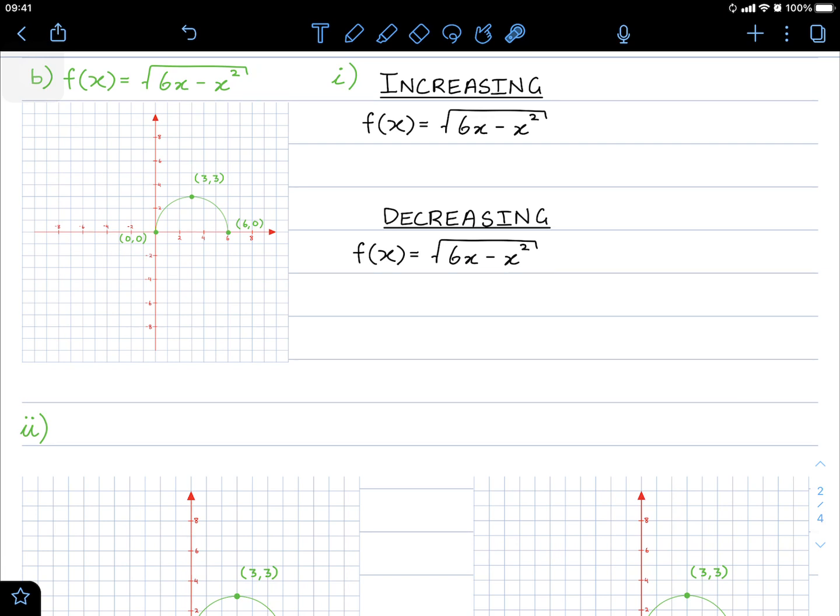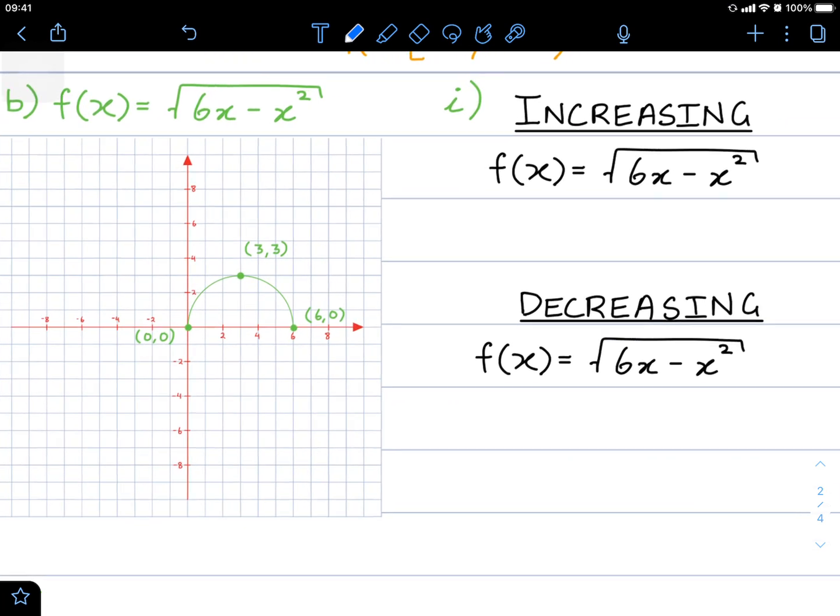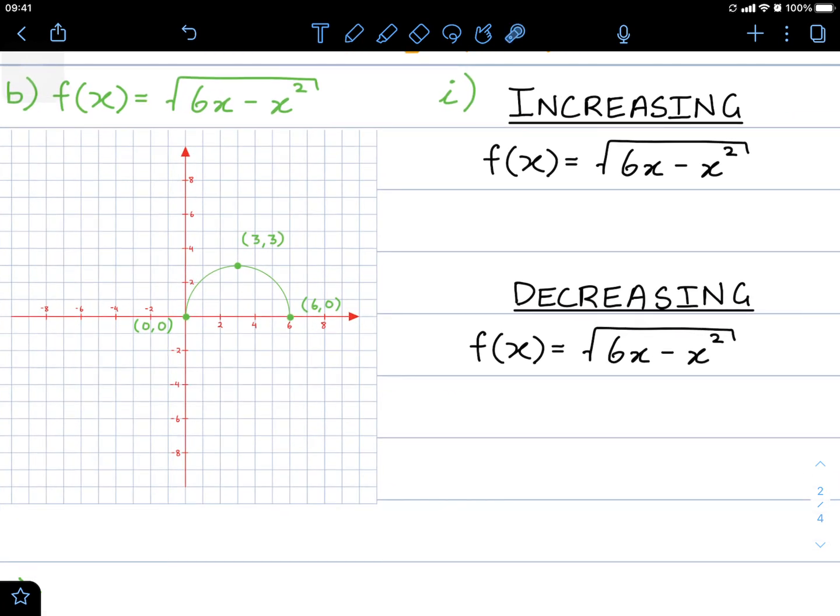Hello class, this is the second example of restricting the domain of a function to make the inverse a function as well. So let's get straight to it. So you can pause the video and try and figure out where this function is always increasing.